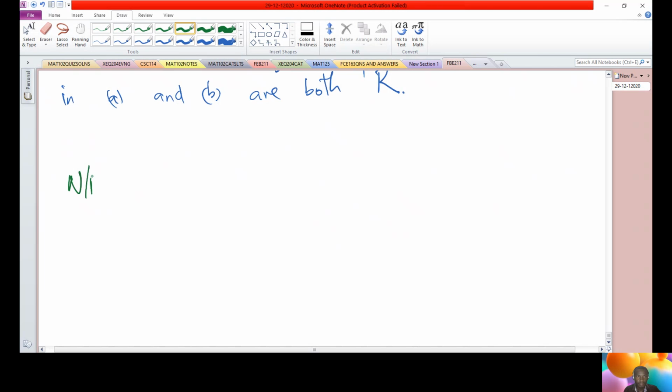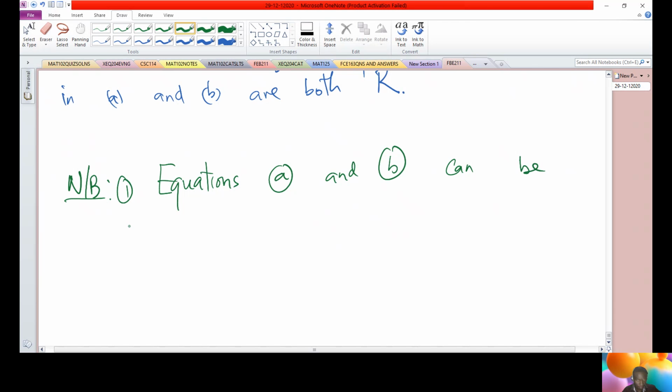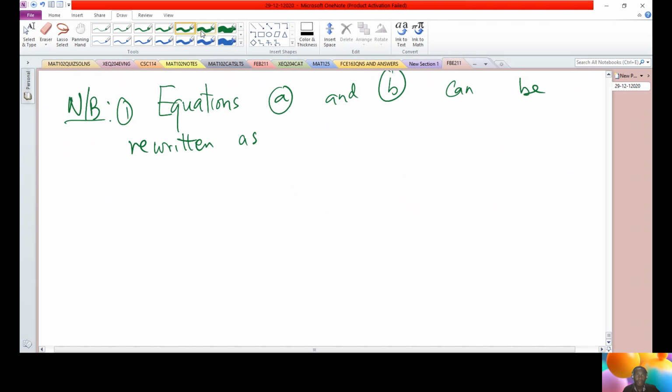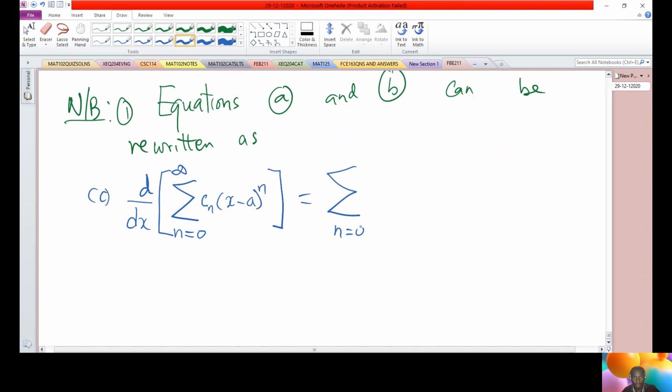So note number 1: the equations A and B can be rewritten as, let's call it C, d dx of the summation from n equals 0 to infinity of cn times x minus a to the power n equals the summation from n equals 0 to infinity of d dx of cn times x minus a to the power n.